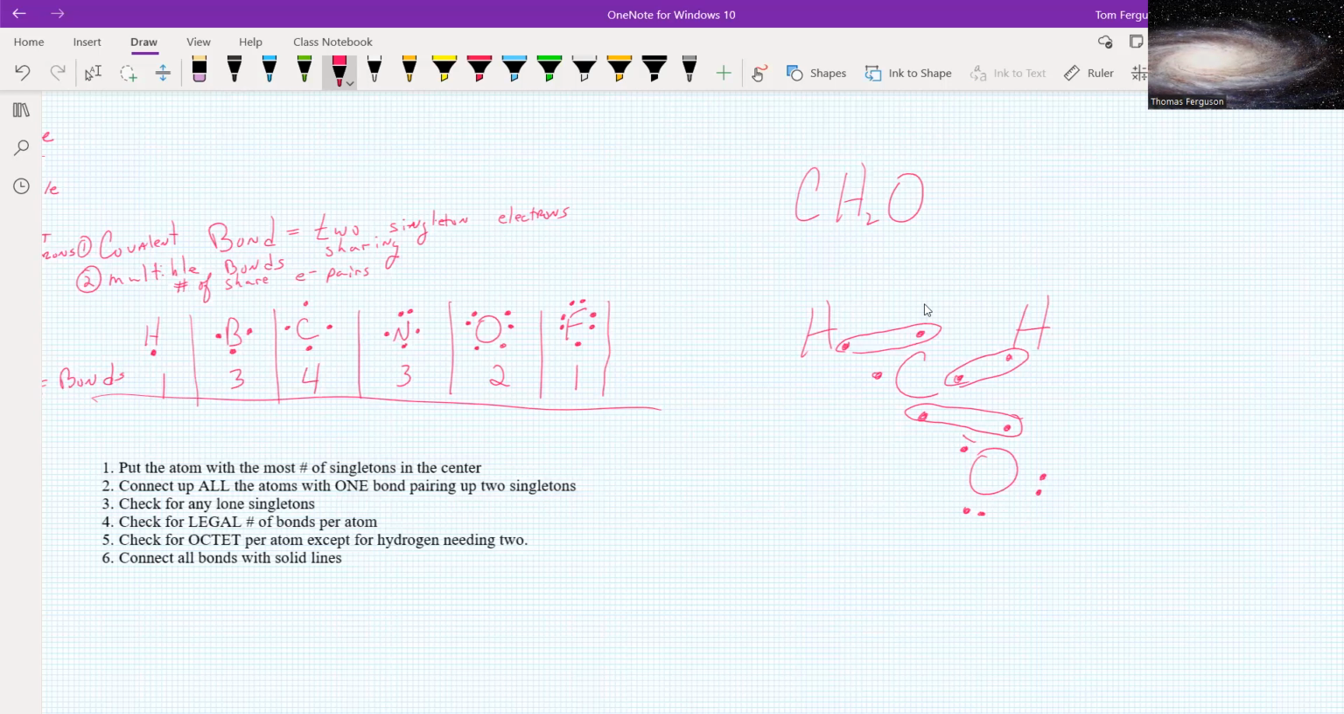Number three, check for any lone singletons. Are there any singletons left over unbonded? There are, so we have to connect those up. Now, a lone electron by itself is called a free radical. Those are very, very unstable. And because they want to seek stability, they bond with something immediately to become more stable.